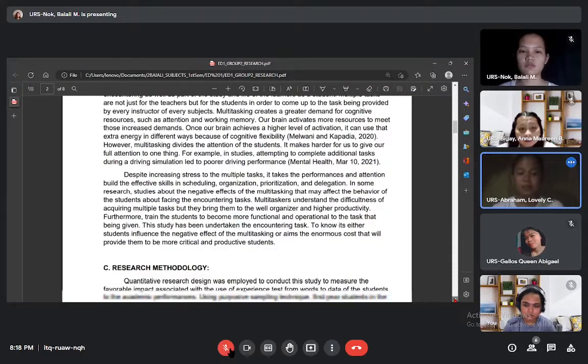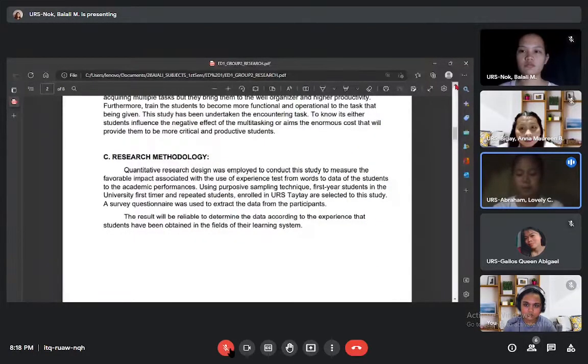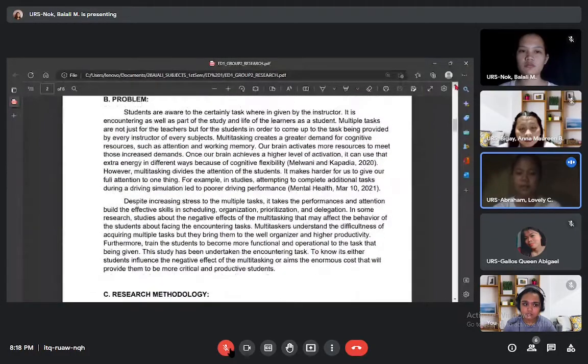So as with the presentation, as most of the previous studies that have been conducted by many researchers have results as negative for multitasking, the problem of this study is to provide positive effects of multitasking on the students' academic performances or experience in multitasking.